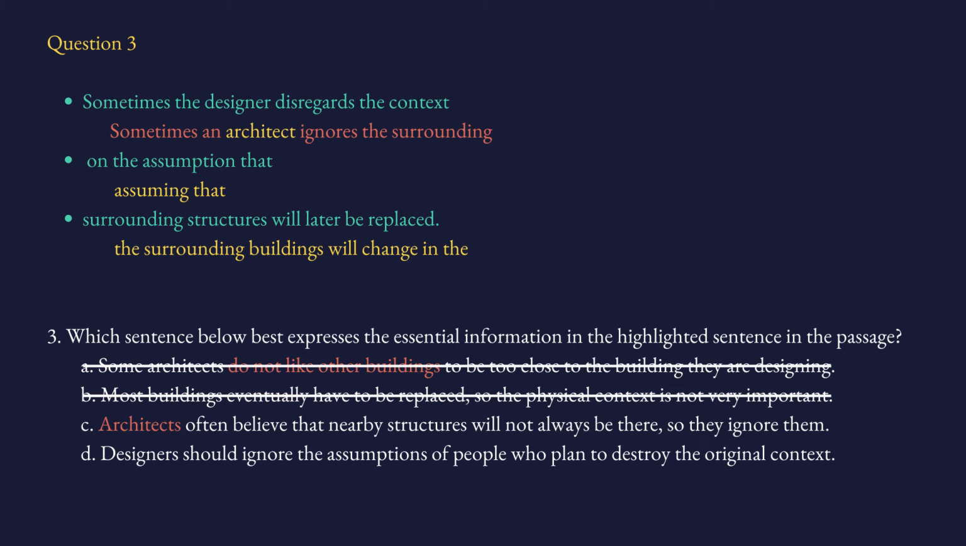C. Architects, well, voila, we have this. Often believe that, okay, let's see, believe could be used instead of ignores in a context. We will see that. So C could be the answer. D. Designers should ignore assumptions. The passage does not say the designers should ignore. It says they sometimes ignore. So D is wrong.